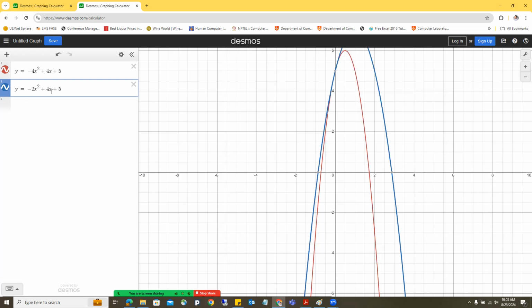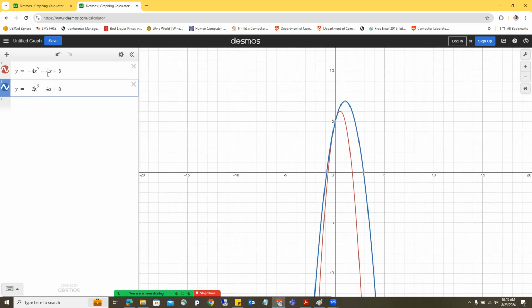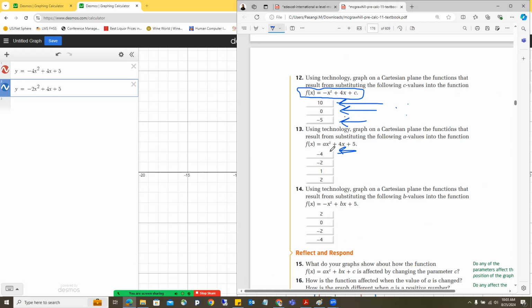See, minus 2x squared plus 4x plus 5. The only change we make is to the value of a. The rest of the x term and the constant remain the same.